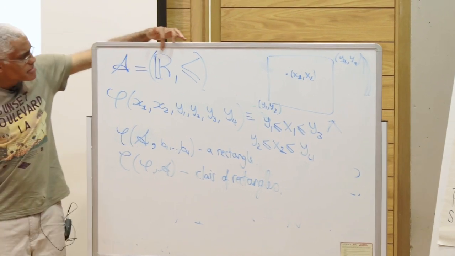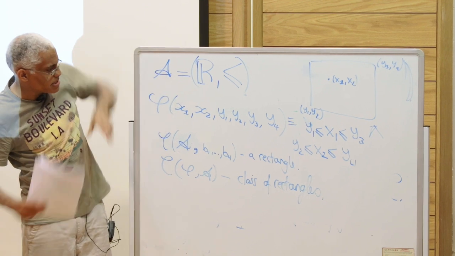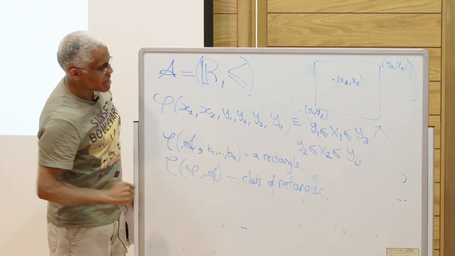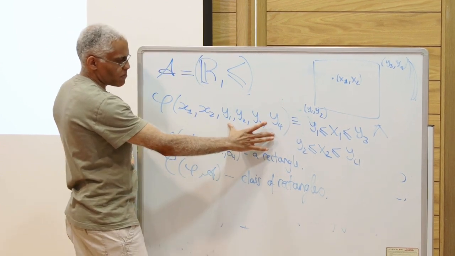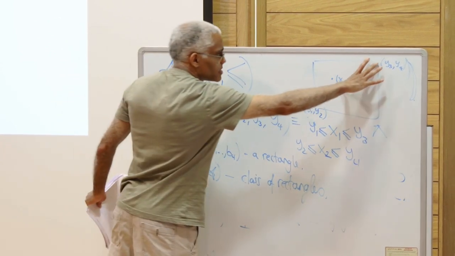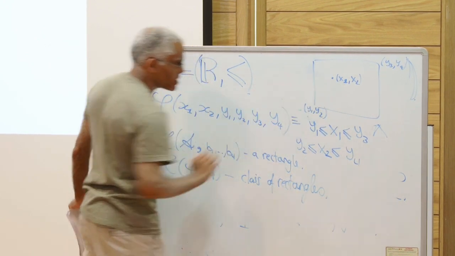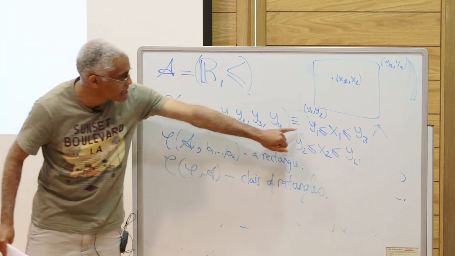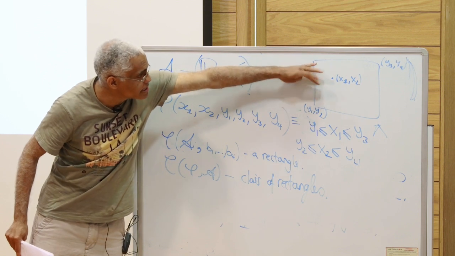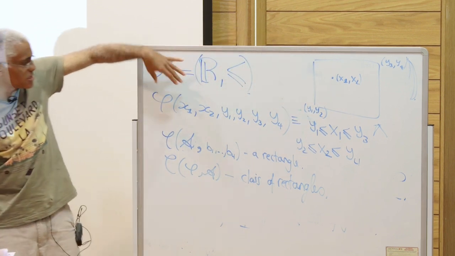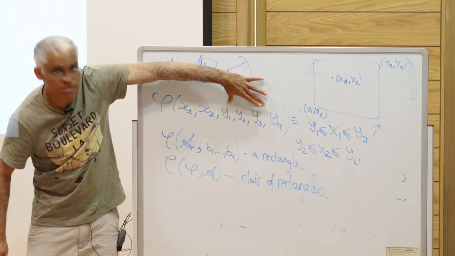Here's a structure. It's the reals with order, so the signature is clear. And here's a formula, and the variables are partitioned into two kinds. The way I'm thinking of this formula is that these y variables, which I call the parameters, are defining the two corners of a rectangle in the plane. And x1 and x2 are some point which may or may not be in the rectangle. What this formula says is that this point is in the rectangle. So x1 is between y1 and y3, and x2 is between y2 and y4. So this formula says this point is in the rectangle determined by these variables.